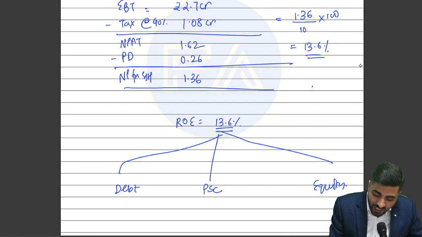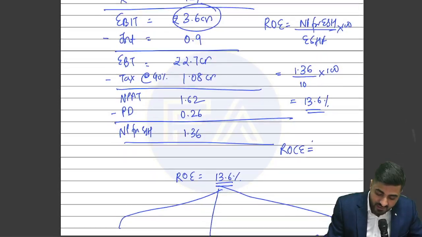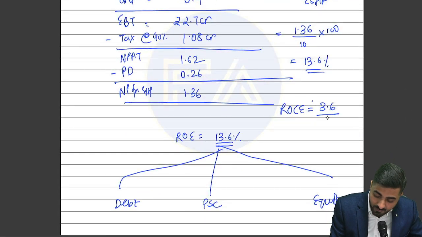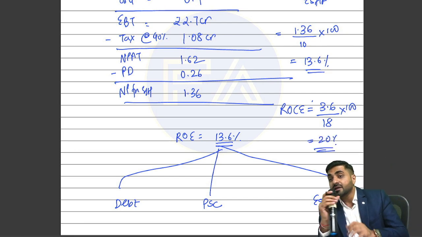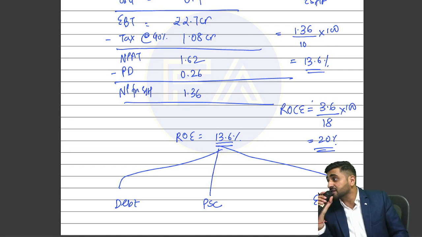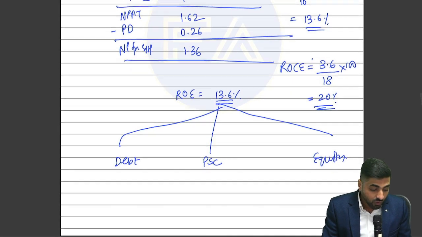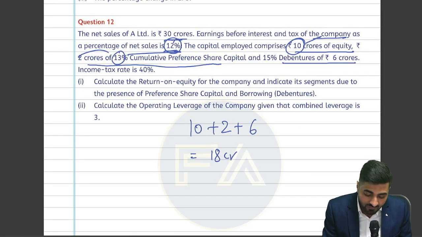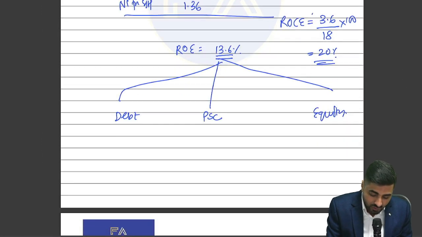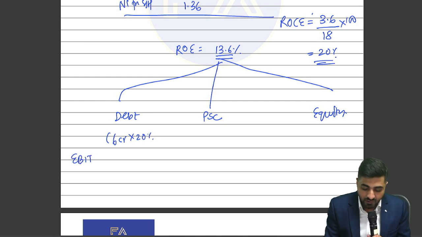What is the return on capital employed? Can I say return on capital employed is EBIT, which is 3.6, and capital employed is 18. How much is this coming as? 20%? Correct? Is this coming as 20%? Come on, yes or no? Yes, sir. What was the amount of debt? Debt is 6 crores, 20% of it. The EBIT which you are earning. What is 20% of 6 crore, guys? 1.2.